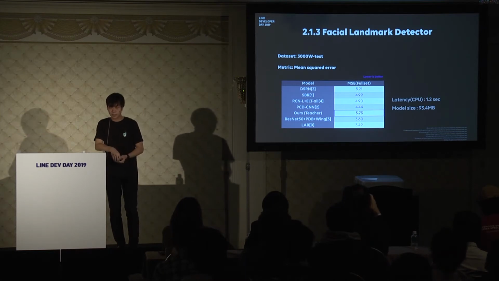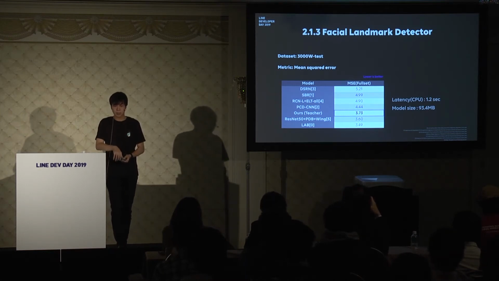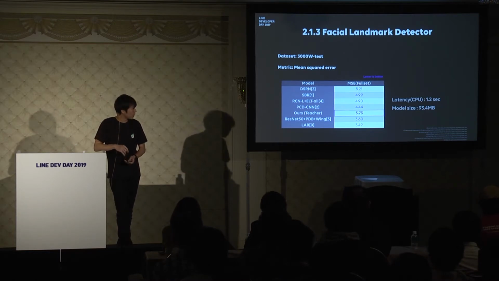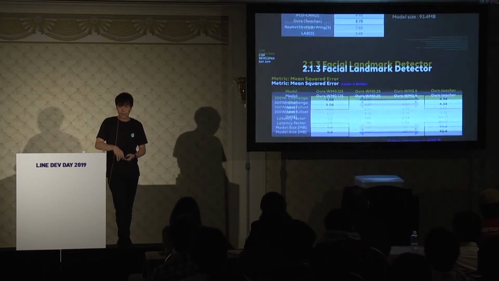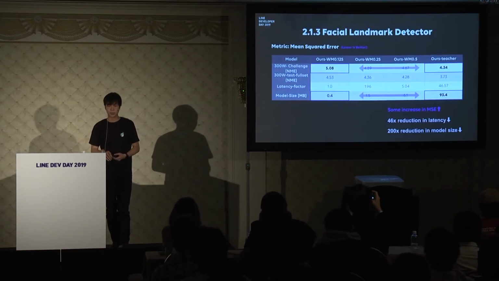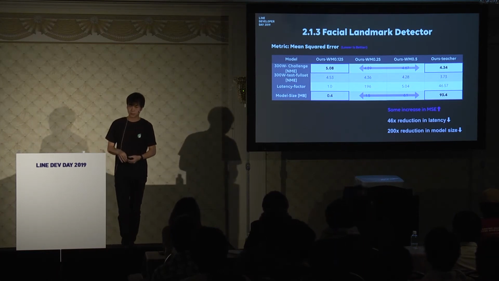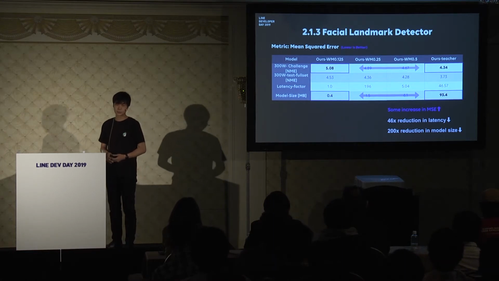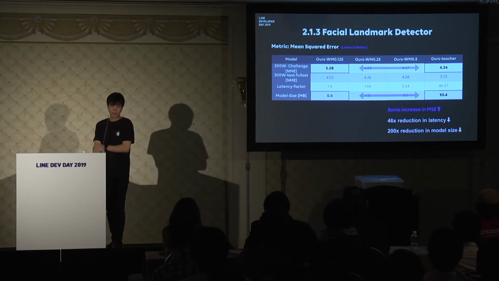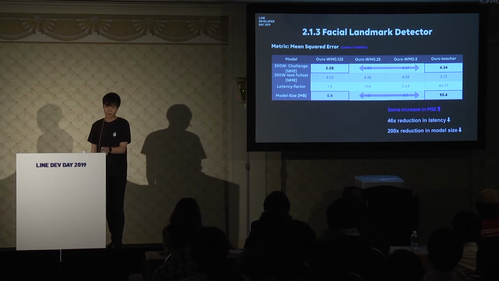The facial landmark detector performs well in accuracy, but it's a bit burdensome to deploy this model because latency is quite high, like 1.2 seconds, and model size is above 90 megabytes. So we solved this problem with the knowledge distillation method. After we used this method, we got a 46 times reduction in latency and a 200 times reduction in model size. I think this is enough to run the model on mobile.